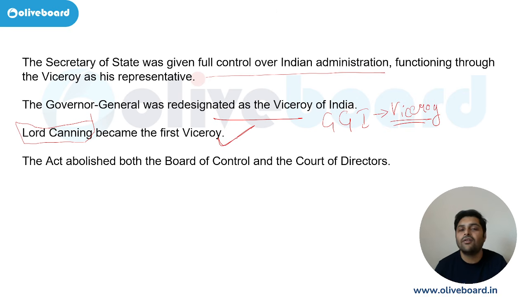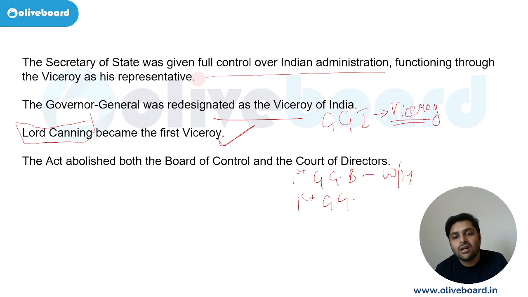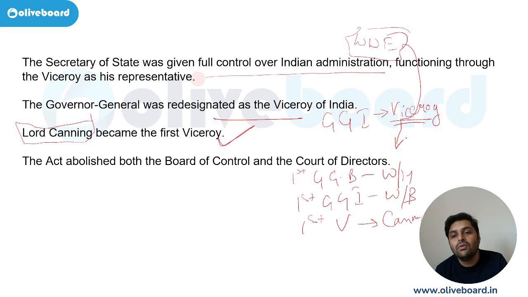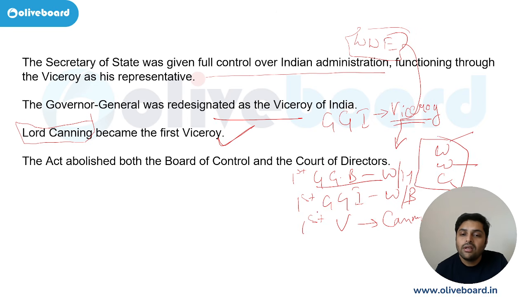Now these firsts are very important for exams and for aspirants like us. First Governor General of Bengal, Warren Hastings. First Governor General of India, William Bentinck. First Viceroy, Lord Canning. Can you remember WWC? In childhood, we used to see WWE, the fighting one. Don't remember that. Now you remember WWC. Warren Hastings, William Bentinck, Canning. Like that, you remember WWC.